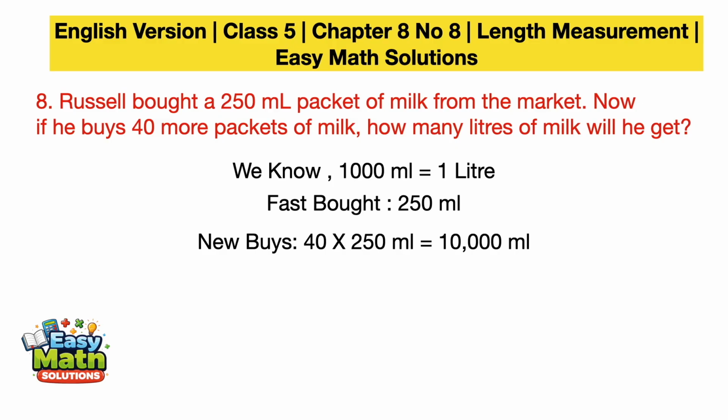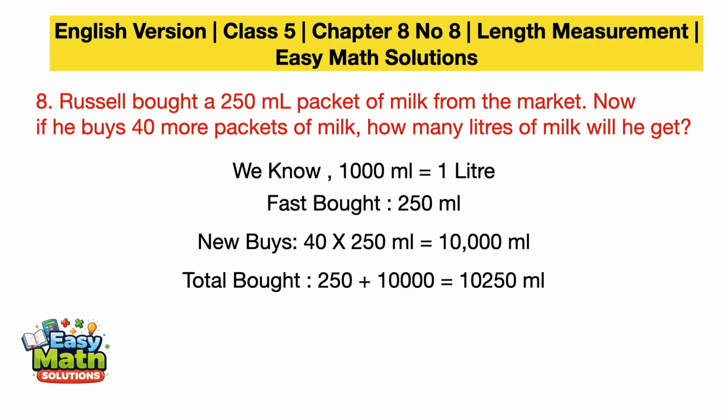So he bought in total 250 plus 10,000 equals 10,250 milliliter. Then the answer will be in liter. Okay, then we need to convert them into liter, and 10,250 converted to liter. We know 1 liter equals 1000 milliliter. So 10,250 divided by 1000 equals 10.25 liters.